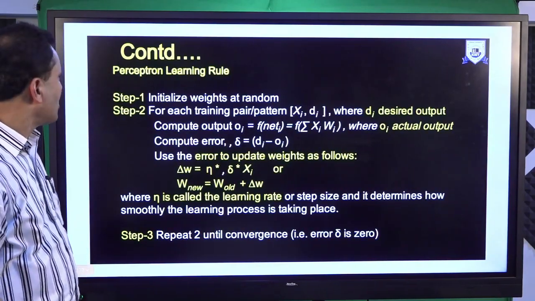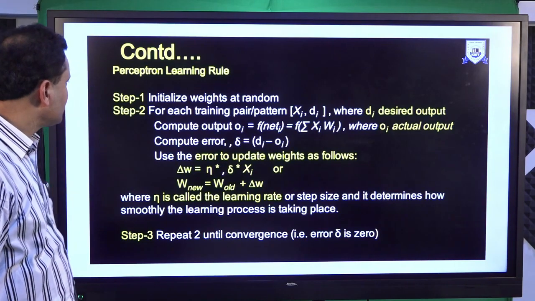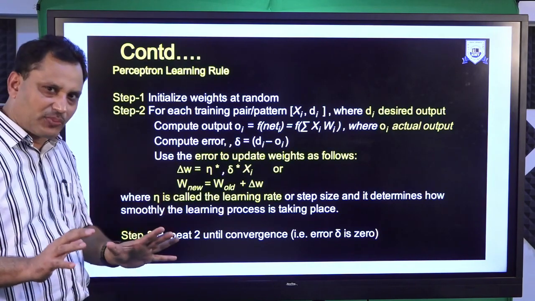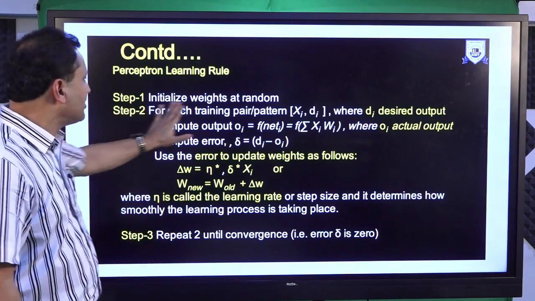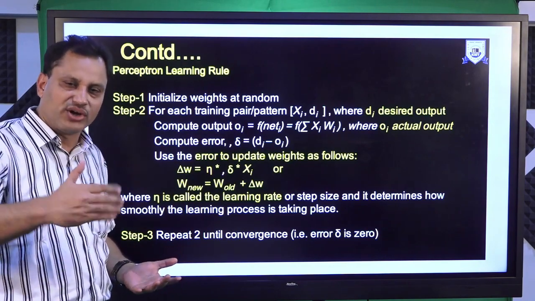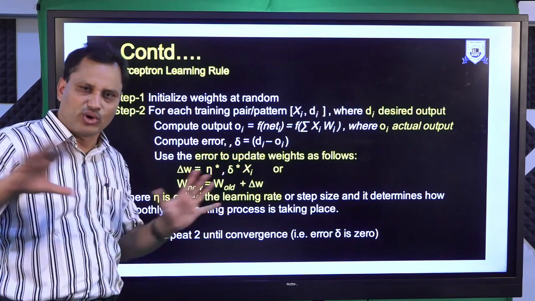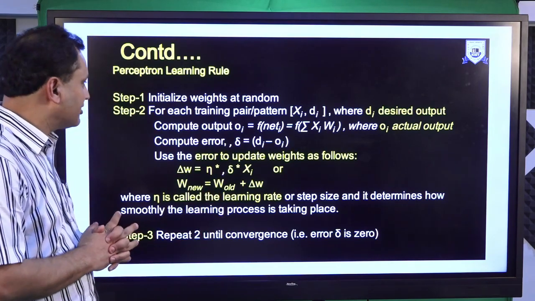Next is the perceptron learning rule. Let us discuss this one. How will we apply the perceptron learning rule? First of all, initialize the weights at random. You may select the weights 1, 1 also. Omega 1 is equal to 1, omega 2 is equal to 1, or 0, and whatever. Random weights can be selected.